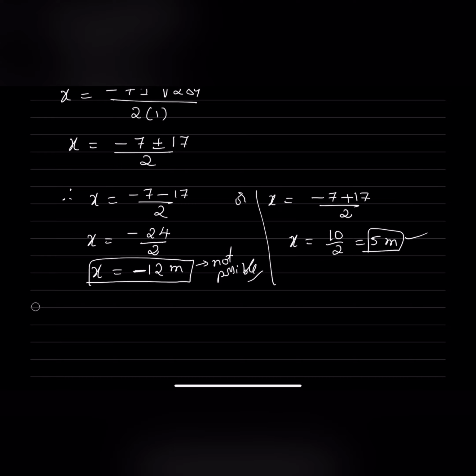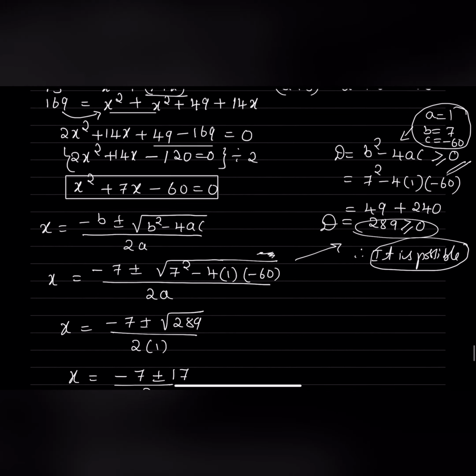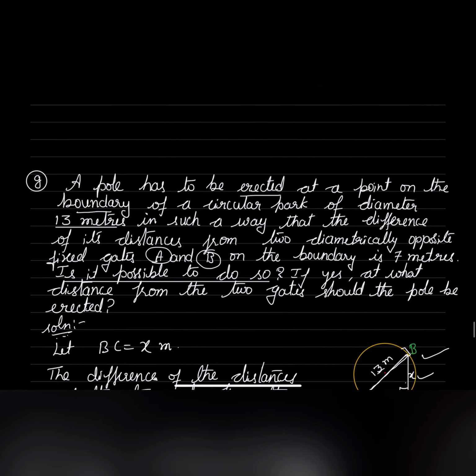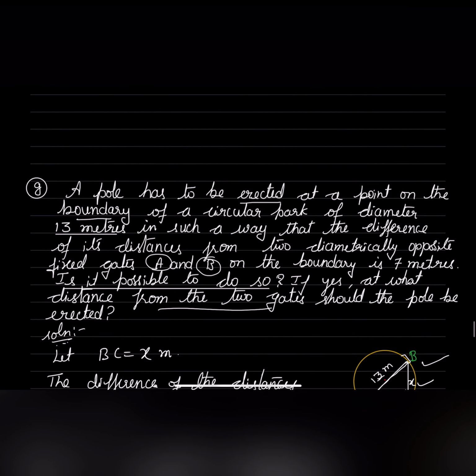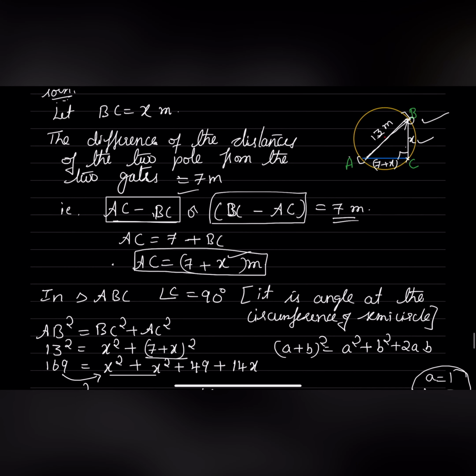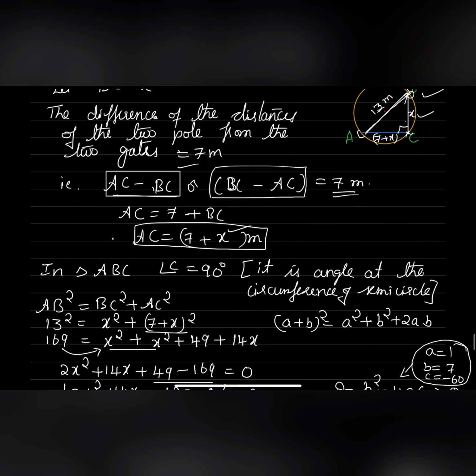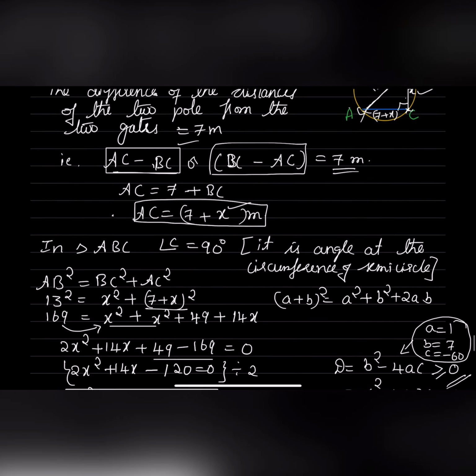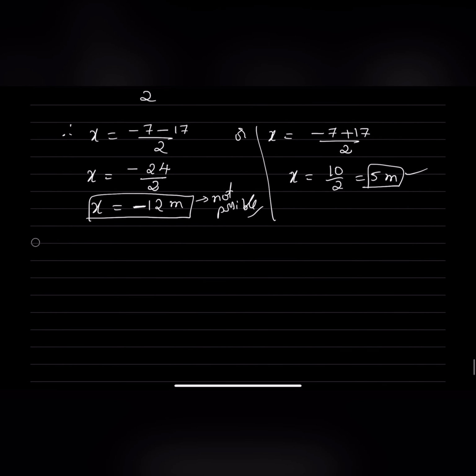And then the next one, they have asked us to find out at what distance from the two gates the pole should be erected. So x from B it is 5 meters, and from A how much is it? So we have to find out A also. That is x plus 7 meters, which is equal to 7 plus 5, that is 12 meters. So one is 5 meters, that is BC, and another one is 12 meters, that is AC.